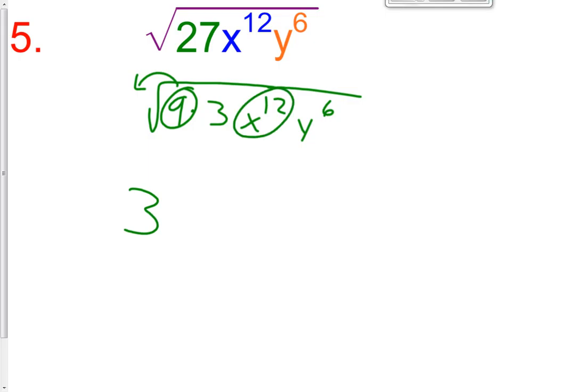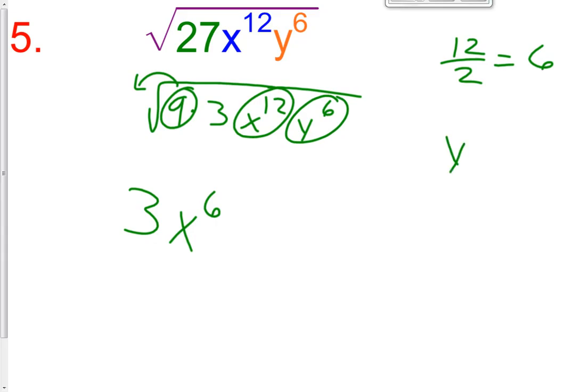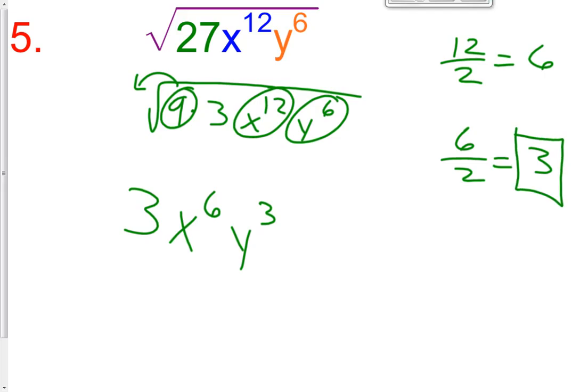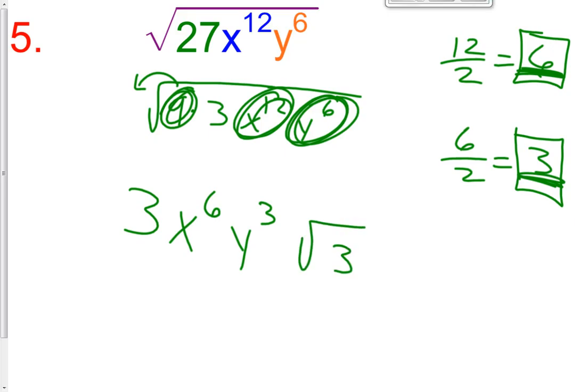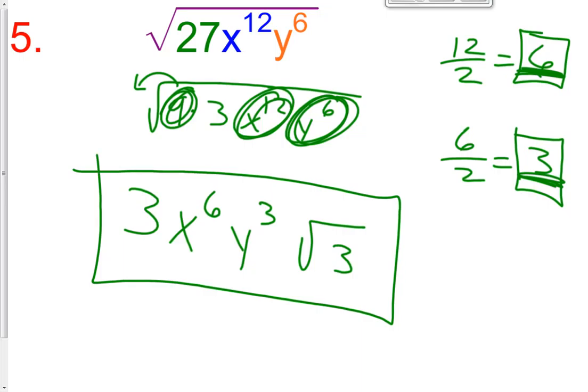I can take out this x to the 12th because 12 halves is the same thing as 6. So I have x to the 6th on the outside of the radical. I can take out this y to the 6th because 6 divided by 2 is 3. So I could take out now a y cubed. So this number out here always represents the exponent that comes outside the radical. X to the 6th, y to the 3rd. So I took out this, I took out this, I took out this. What's left? The square root of 3. There's our answer for problem number 5.